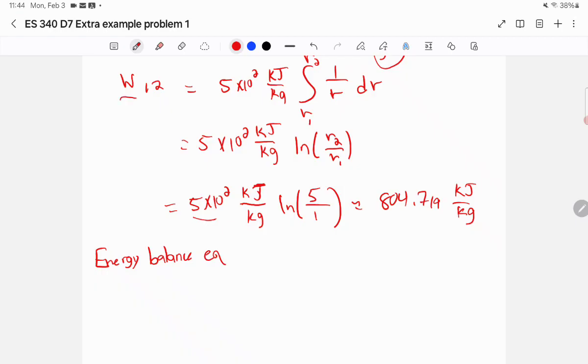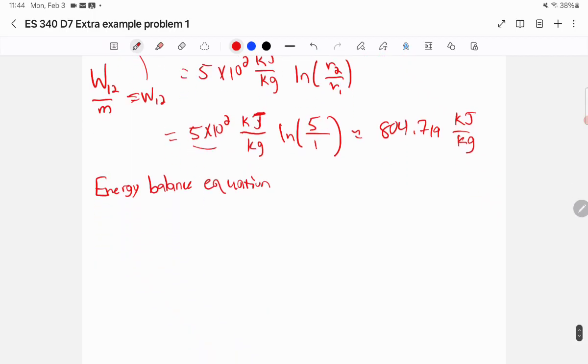Again, this is the specific work, just be careful there. Because this is really W12 over M is equal to W12. And if we go to the energy balance equation, again, we're going to ignore the kinetic energy and potential energy effects.